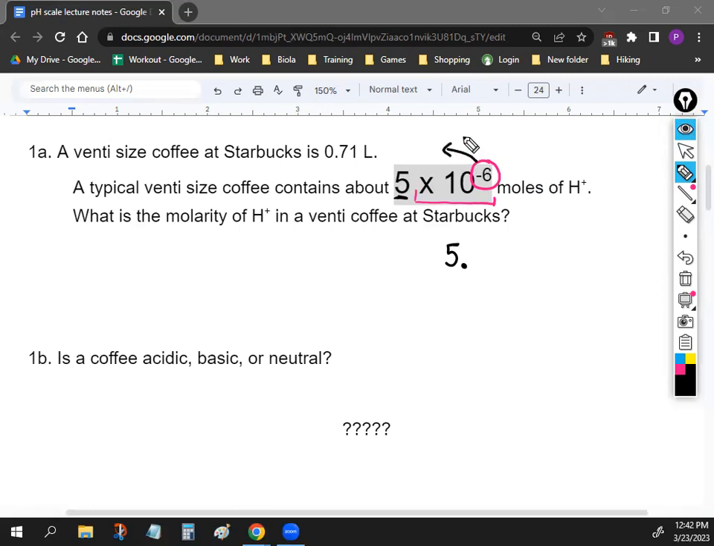So if you ever have a negative exponent, you're going to move the decimal point to the left. Make sure you write this down. If you have a positive exponent, you're going to move the decimal, obviously, to the right. And the number is going to tell you how many times you move that decimal point.